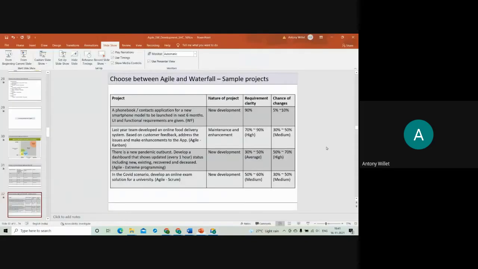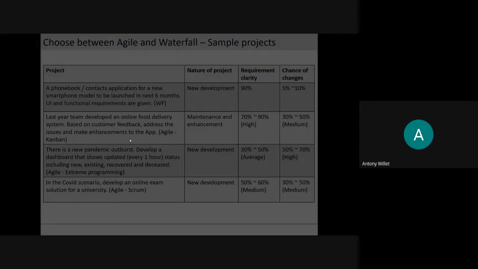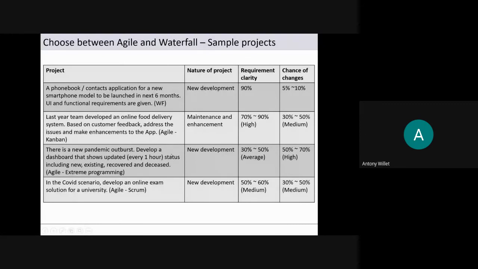Okay, great. The more suitable way is agile, correct. And the third one is, there is a pandemic outbreak like COVID. Develop a dashboard that shows updated every 1 hour status, including new, existing, recovered, and deceased cases. Recently, the Tamil Nadu government also implemented a dashboard. That was well appreciated by the people and other governments also.